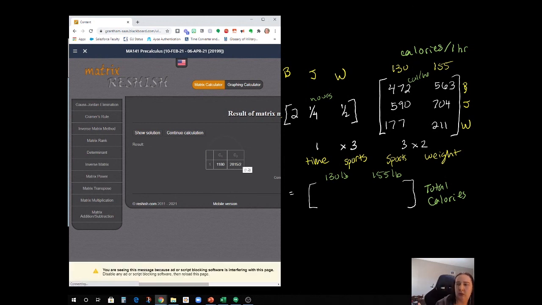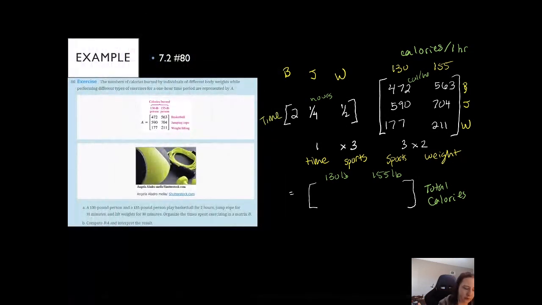So we get 1,180, and then whatever this is. I'm actually going to divide this so that we can see it in an easier form. So for the 130-pound person for that exercise, let me put this back in white. They burned 1,180 calories. And for the 155-pound person, we divide that by 2. They burn 1,407.5 calories.